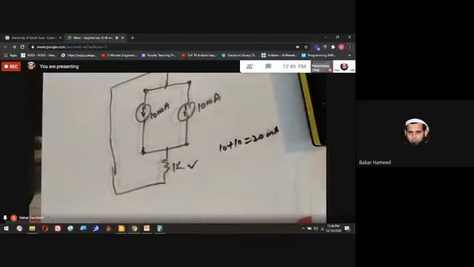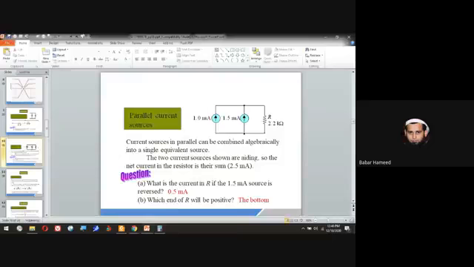We are not concerned with the direction, upward or downward. We are concerned that the direction in all current sources remains the same. In case of opposite direction, we will subtract the smaller value from the larger value. Hopefully the concept is clear.